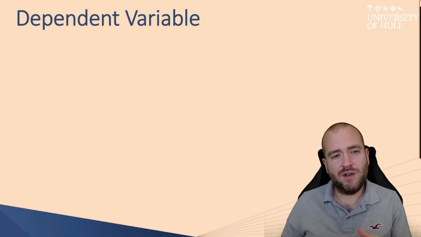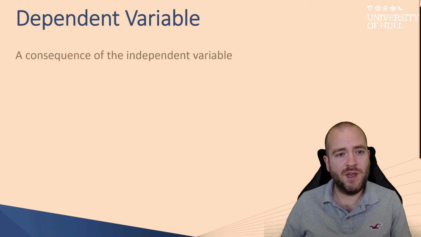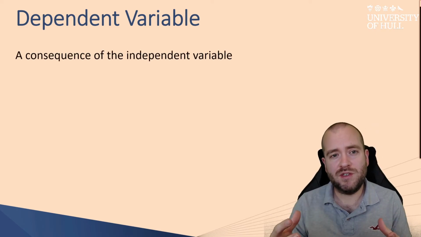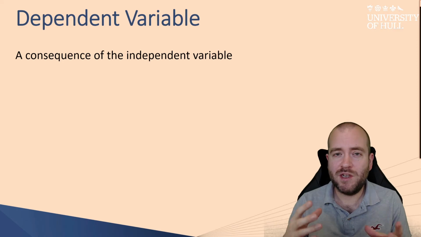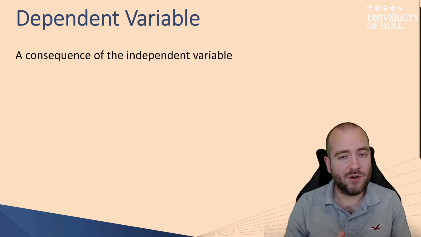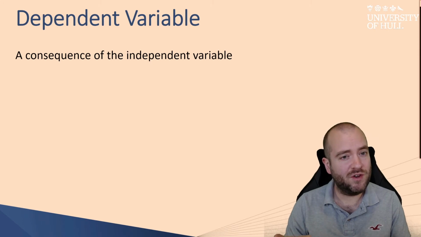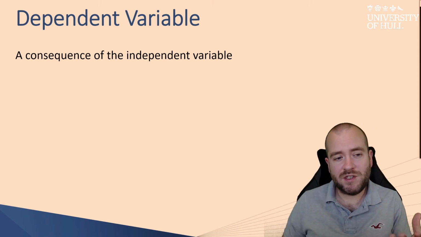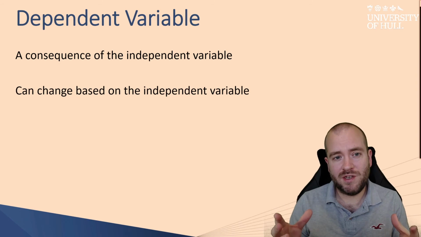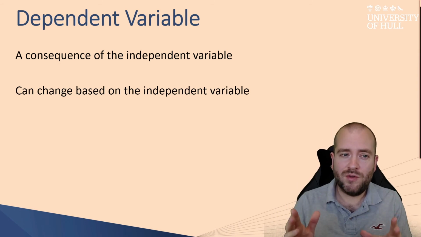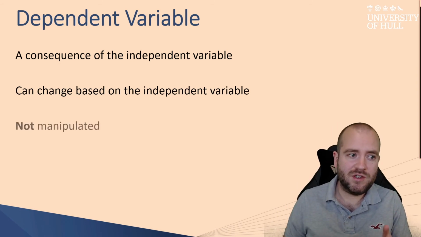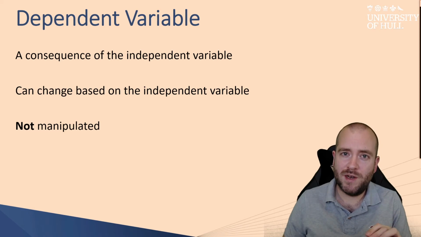So let's take a look at this dependent variable and make sure we understand the significance of it. We've already learned that the consequence of the dependent variable is what we do to the independent variable. Do we manipulate it or do we not? I.e., do we give a patient a leaflet or do we not? This can change depending on the independent variable. The important thing in quantitative research is that we do not manipulate this dependent variable.